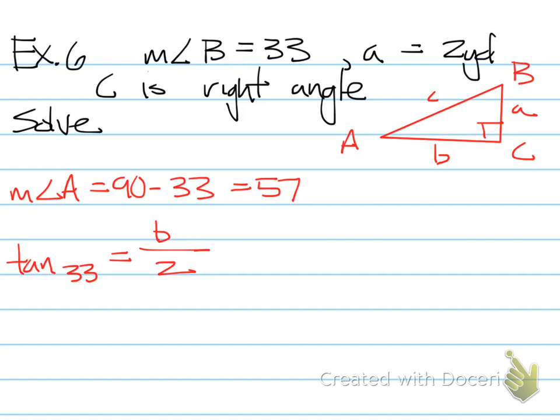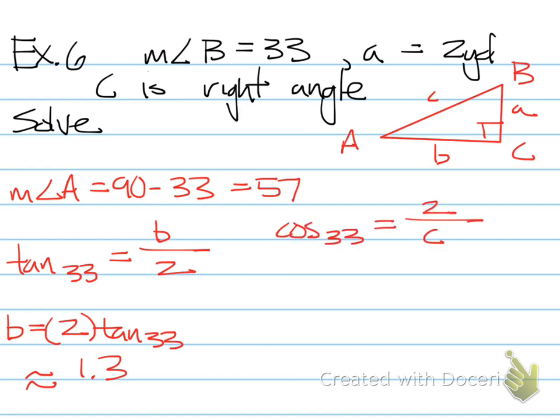To solve for b, we would just multiply both sides by 2. You would first plug in tangent of 33 in your calculator, and then multiply that result by 2. You get approximately 1.3. You should still always use the angle measure that's given in the problem. So with respect to the angle B, which is 33 degrees, a, which is the adjacent side, is given, it's 2. And then to find c, which is the hypotenuse, that would reference the cosine ratio.